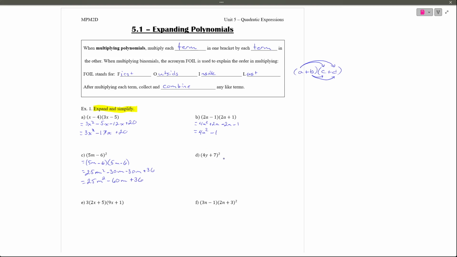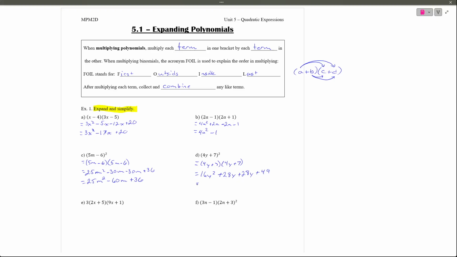All right. Same question right to the right here. Again, we have a square, so we're going to expand that out. So we have 4y plus 7 times 4y plus 7. And we FOIL. 4y times 4y, that's 16y squared. 4y times 7, that's plus 28y. And now we have 7 times 4y, that's also plus 28y. I'm sure a few of you have noticed some patterns going on. We have 7 times 7, that's 49.